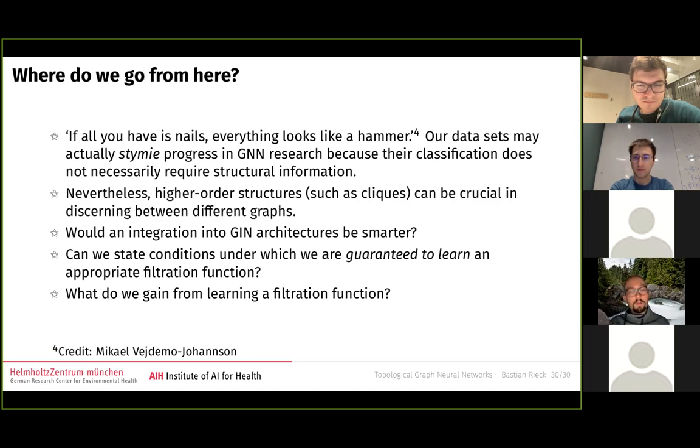And the last two points I wanted to make here are that I would also be really interested, from the learning theoretical point of view, to state conditions under which we're guaranteed to learn appropriate filtration functions, and also to show what we can gain from doing so. We showed empirically, of course, that the learnable function is superior to the non-learnable function, but it would be interesting to see whether we can make something more fundamental about this.